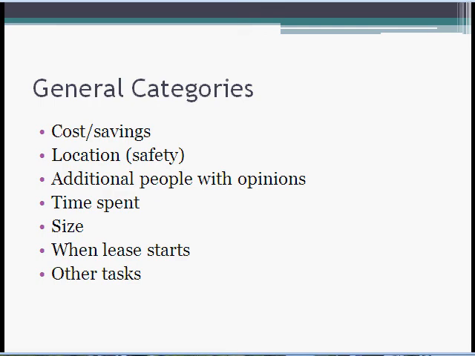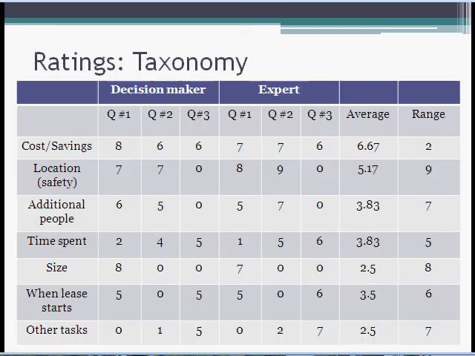Before creating the taxonomy, we were able to combine several of the factors into general categories, which will make the decision easier, and the expert and the decision maker will now rank them. This simplifies the needs assessment and gives clearer results. Shown on this slide are the general categories that were created for the taxonomy.